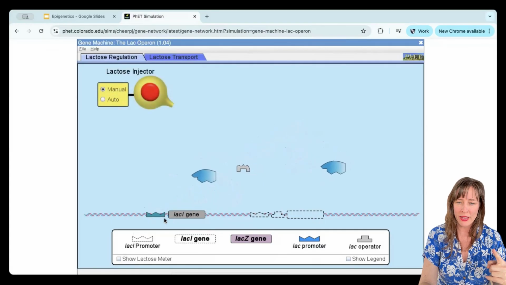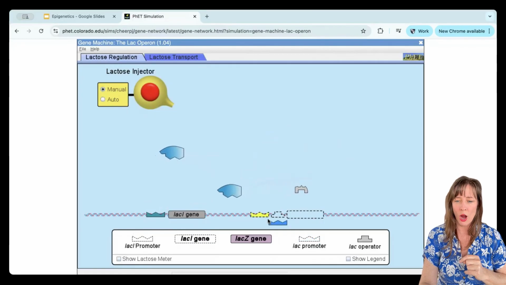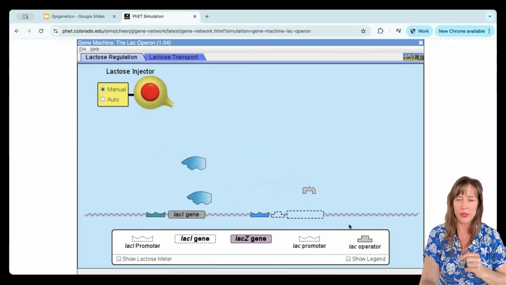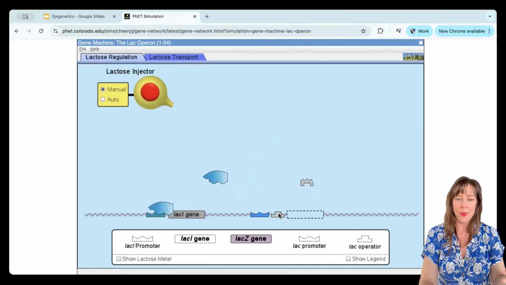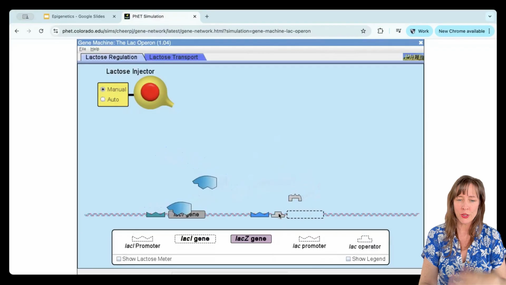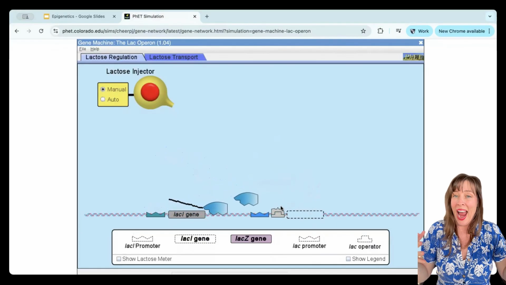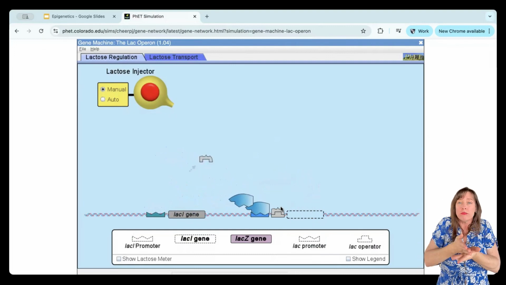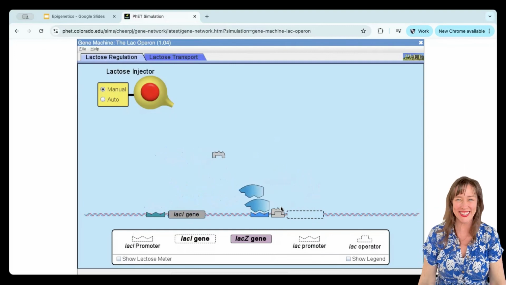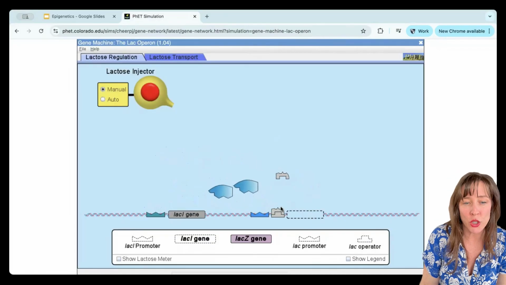That LacI gene made that little gray thing, and that little gray thing is going to come over and land right on this operon. We're going to watch this operon right there. It's shaped just like the promoter, the LacI gene. So the LacI repressor fits in place of the operator, and as long as there's no lactose in the cell, it's just going to be blocked. So I'm going to add some lactose.